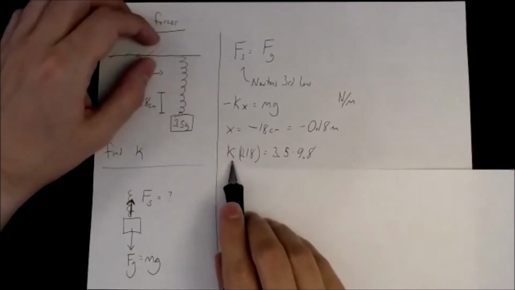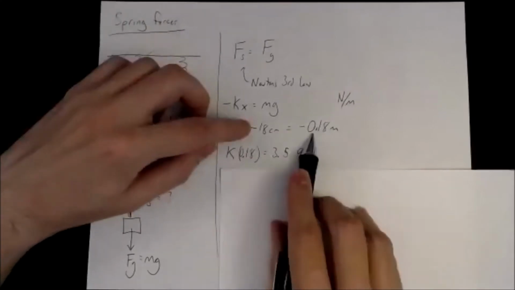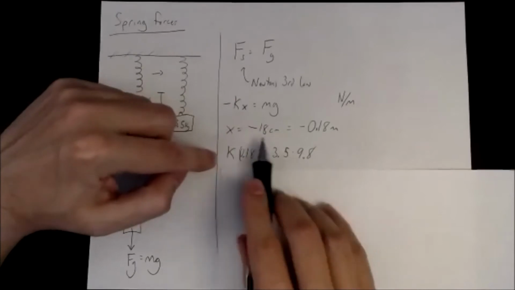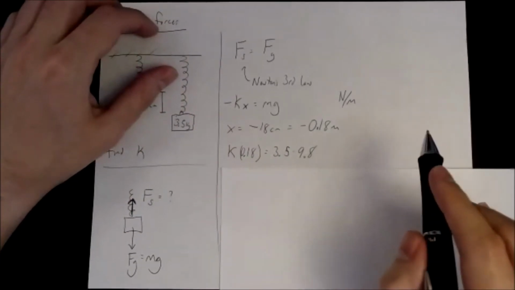We're searching for K. We plug in the 0.18, and the negative sign goes away. We had a negative sign out front, but because of that negative sign, it goes away. And that's equal to 3.5 times 9.8.